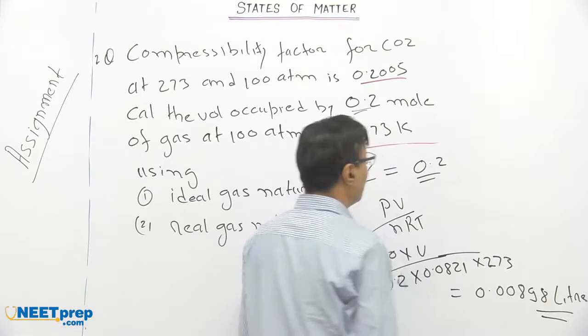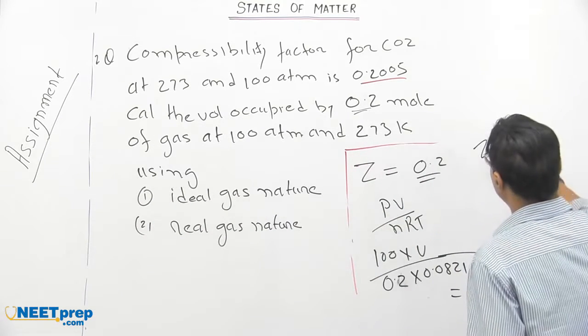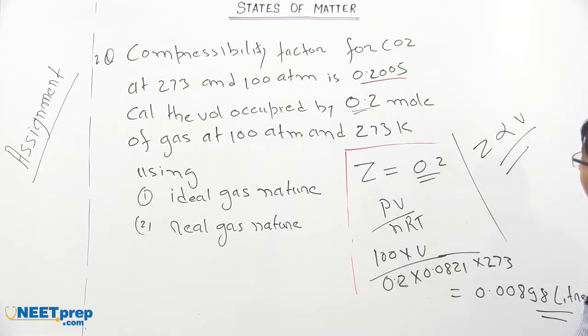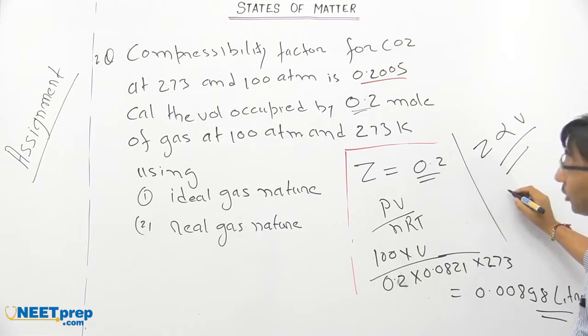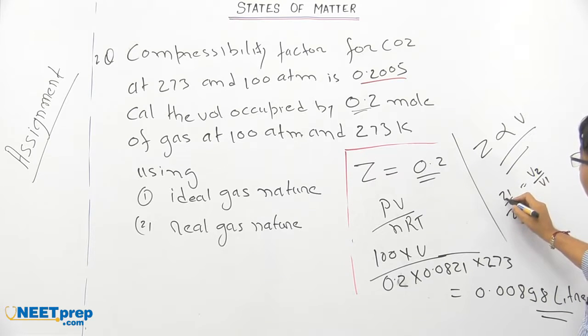This is the long method. We can go for the shortcut method also. And what is the shortcut method? Z is directly proportional to V. Am I right? Z is directly proportional to V. So when Z becomes 1 by 5th, because initially it was 1 and now it became 0.2, we can write Z1 by Z2 is equal to V1 by V2, as Z is directly proportional to volume.